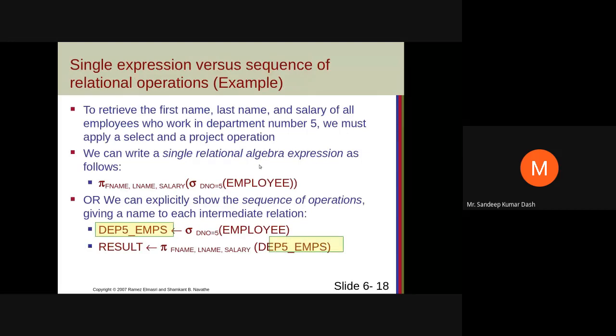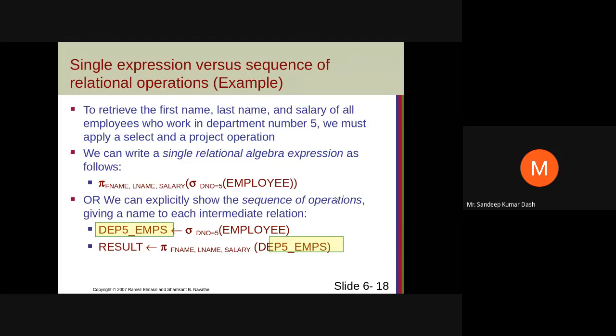See, for example, I want all those employees who are working in department number 5, but I don't want to see all their data. I want to see only their first name, last name, and salary. So first I have to select all those employees who are working in department number 5. So I am writing this select operation. This will select all the rows having department number 5.